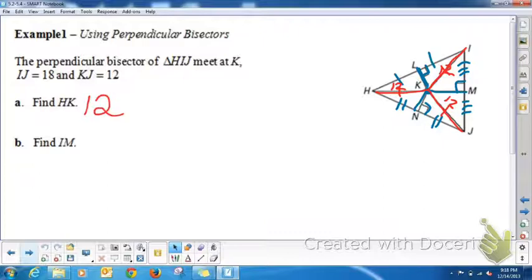And if IJ, that's the side, this whole thing here is 18, then what would IM be? Well, because KM is the perpendicular bisector, it cuts it into two congruent segments. So these would each be 9. So IM would be 9.